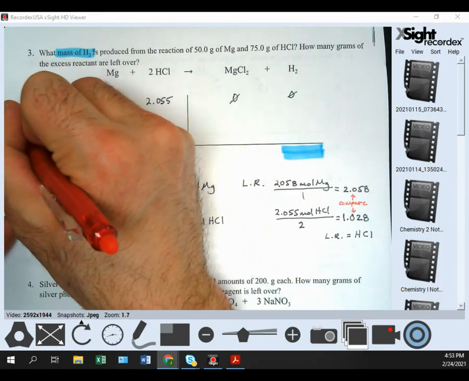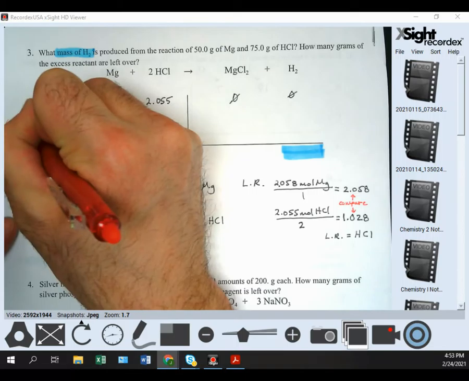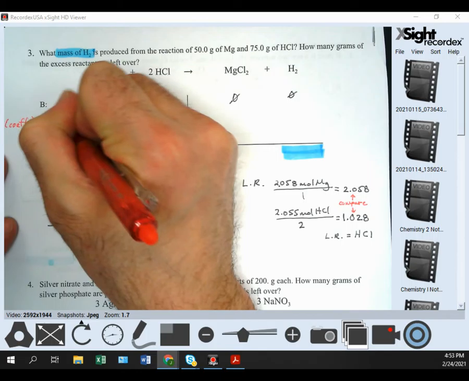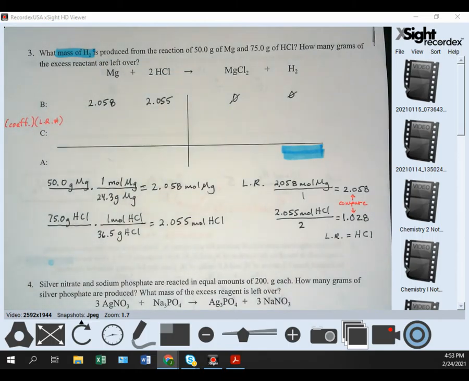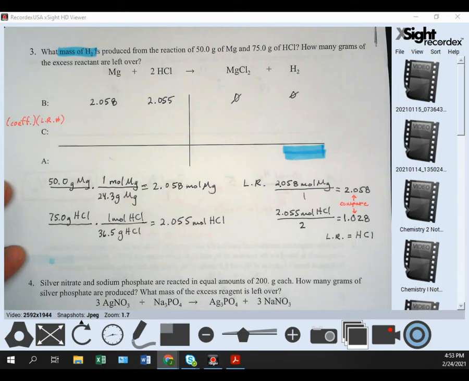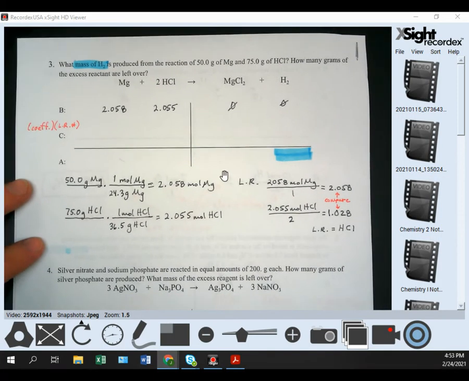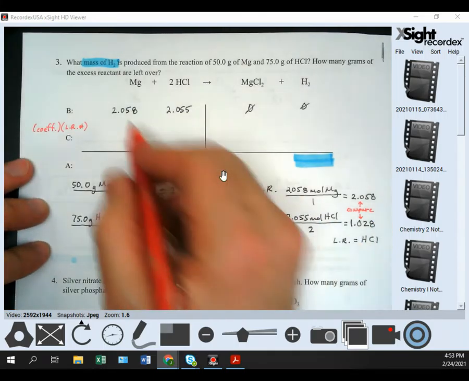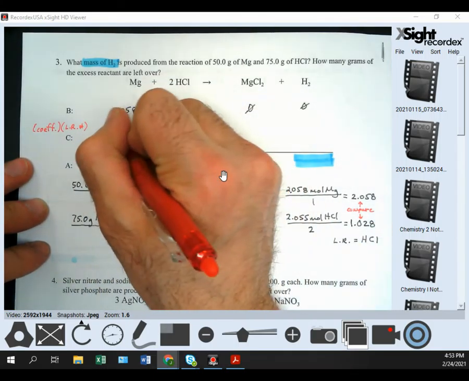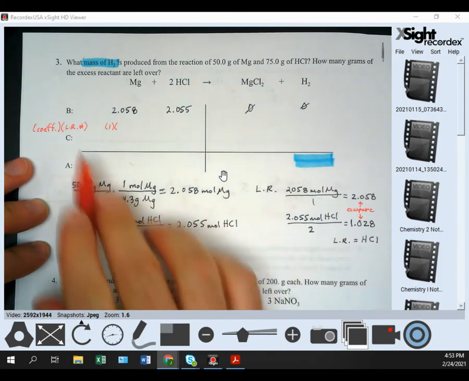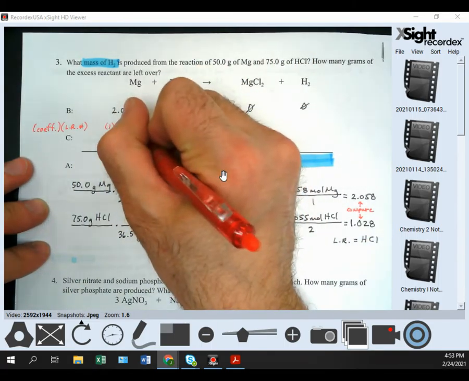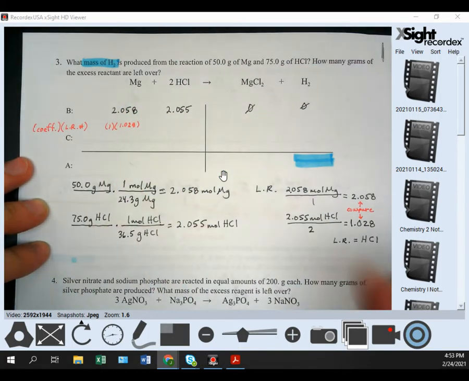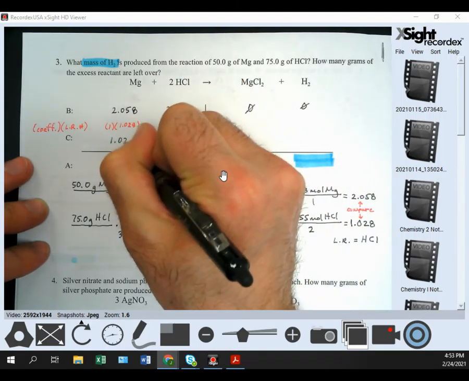So the change row is the coefficient times the limiting reactant number, the number that showed you what the limiting reactant is. So, our coefficient for Mg is nothing, so it's a 1. Our limiting reactant number was 1.028. So 1 times 1.028 is just 1.028.